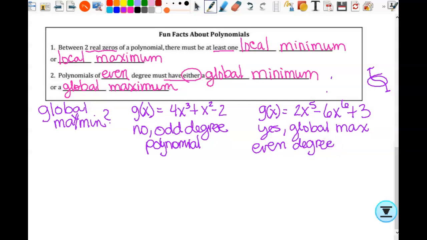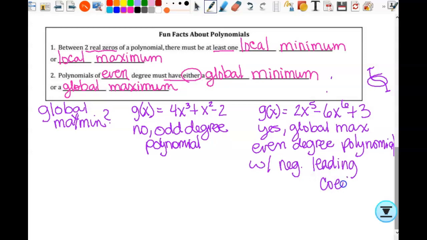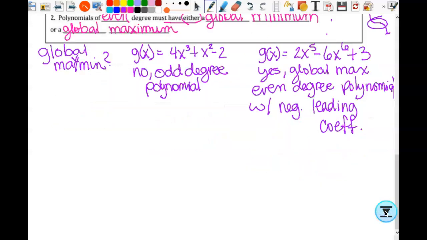I can't stop there. Polynomial. That right there guarantees I have either a max or a min, and then I can say with negative leading coefficient. If that was positive, then it would be a global minimum. Okay? That makes sense to you? What questions you got? We good? All right, so you can go ahead and tape that in. You have all the tools necessary to complete 1 through 17 on the assignment. Tomorrow we will finish with the rest of it.